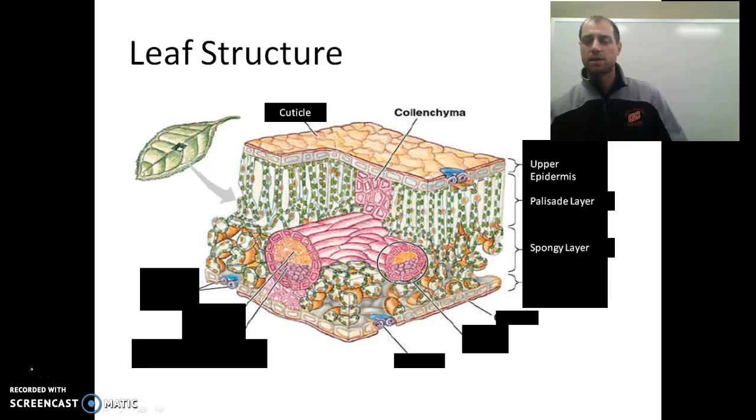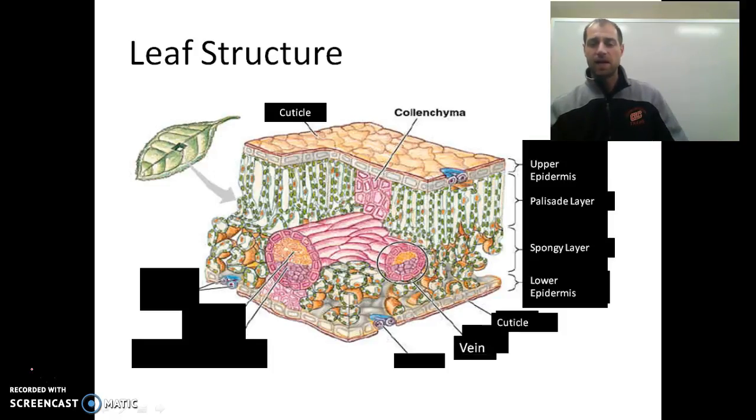Our next layer is the spongy layer, and our spongy layer is going to have spaces in between the round cells. Those round cells with the spaces in between them are going to allow for gases to move about the leaf. And then we have our second epidermis, the lower epidermis. Again, this is like the covering of skin on the leaf. Now within these layers, we've got a cuticle on the bottom as well. We have several different pieces.